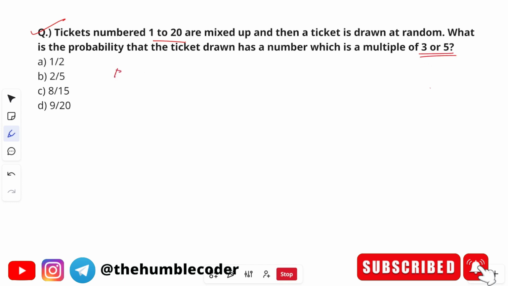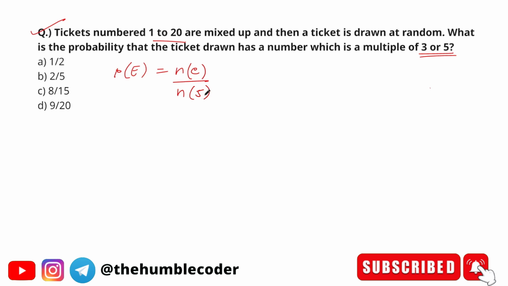First of all, we know the probability formula: probability of an event is equal to n(E) divided by n(S). Now what is n(E) and what is n(S)? n(E) is simply the event and n(S) is the sample space. Let's find out the values of these, and then we will substitute them in this formula to find our answer. First of all, we need to calculate the sample space, which is n(S). Directly we can write.